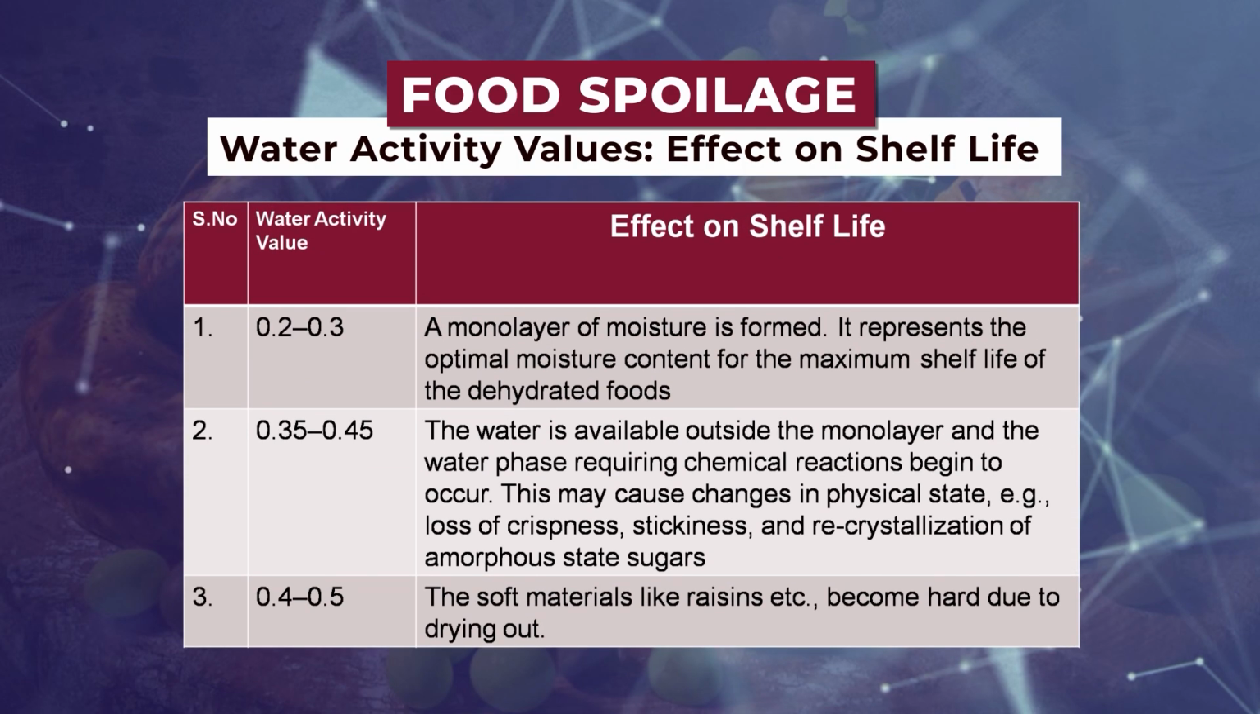If the water activity is 0.2 to 0.3, the monolayer is formed. As you saw in the sorption isotherm, in the first region the monolayer is formed. It represents the optimal moisture content for the maximum shelf life of the dehydrated food. At 0.35 to 0.45, when more water is added, this causes a change in the physical state, like loss of crispiness and stickiness. And at 0.4 to 0.5, soft material like raisins will become hard due to drying out.